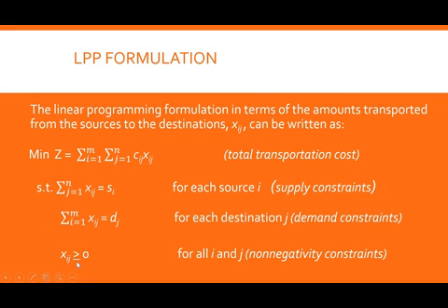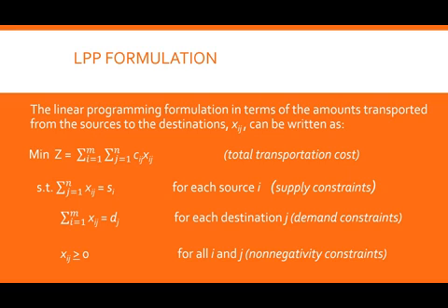Then the non-negativity constraint. This I already explained. See, Xij is the quantity of transportation. You can transport either zero items or more than zero items. Negative quantity of items cannot be transported. Therefore, Xij should be greater than or equal to 0. So the LPP formulation is fine now.